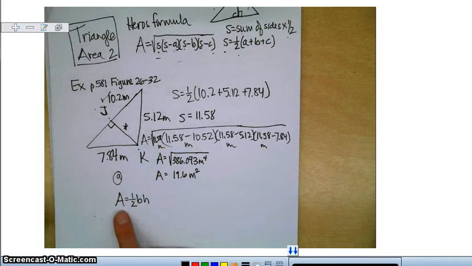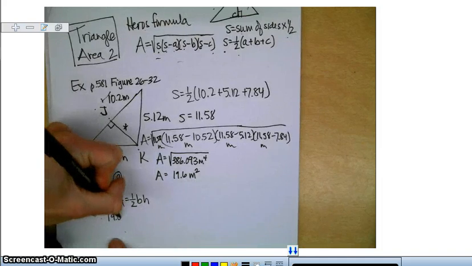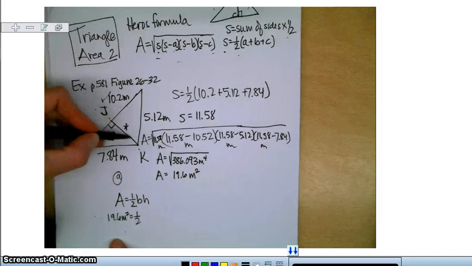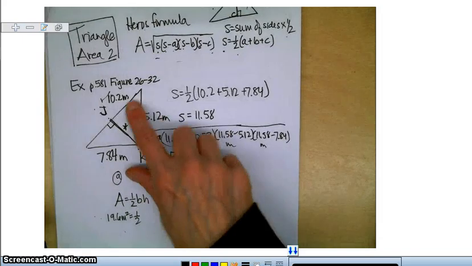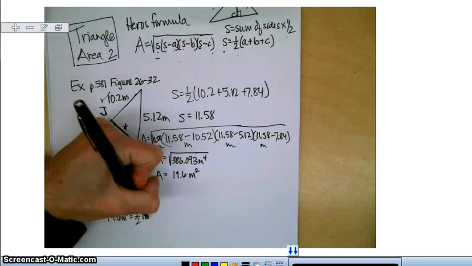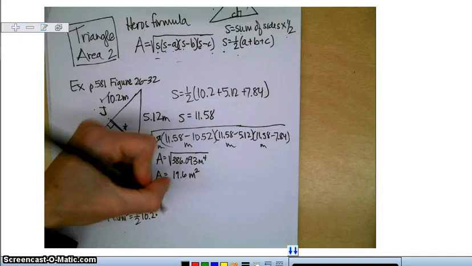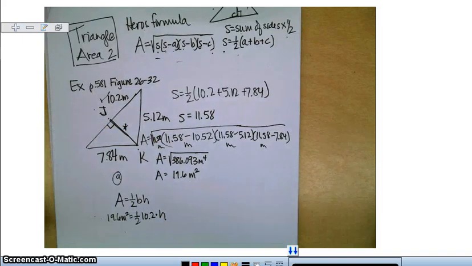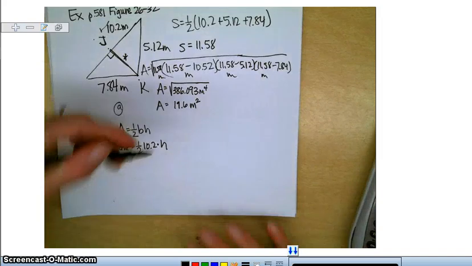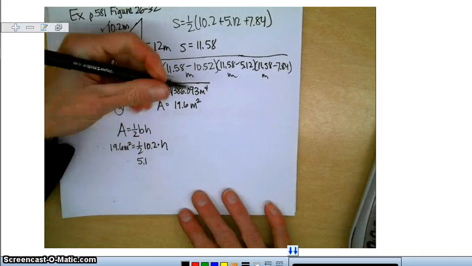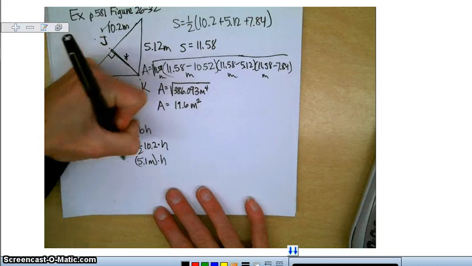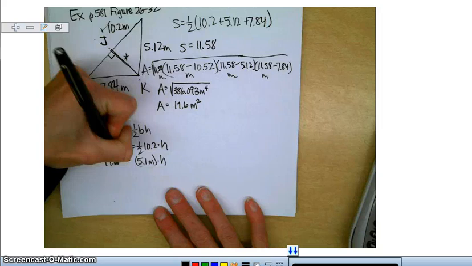We just found that the area of this was 19.6 meters squared. If I use this as the altitude, the base is the one that the altitude hits. So the base is 10.2, and then we can find the height. So we now have an equation that we can solve. 1/2 of 10.2 is 5.1, and that's meters. So 5.1 meters times the height we're looking for equals 19.6 meters squared.